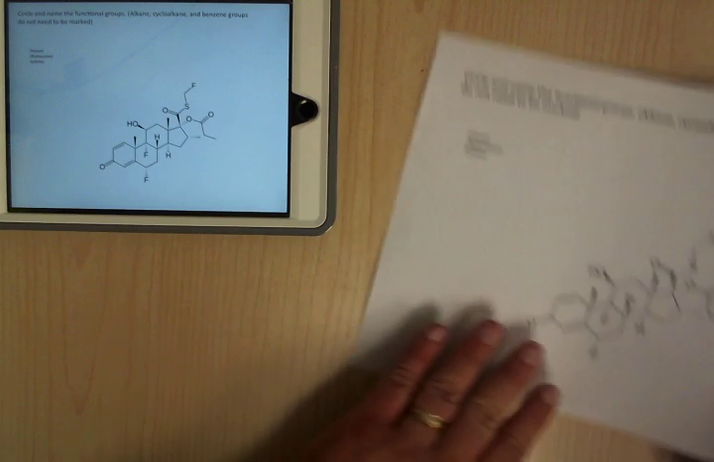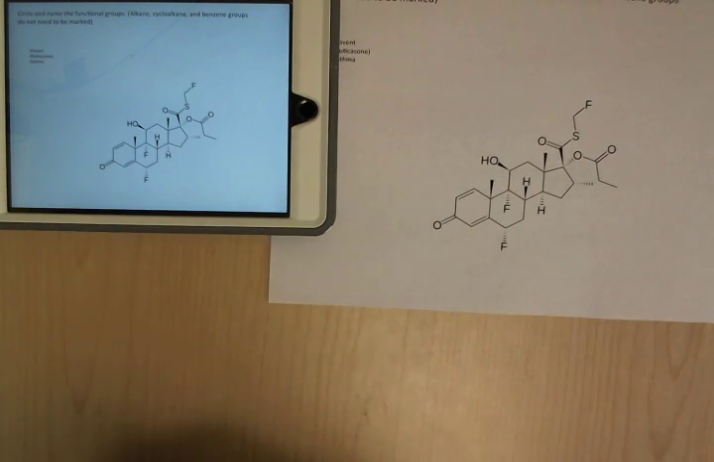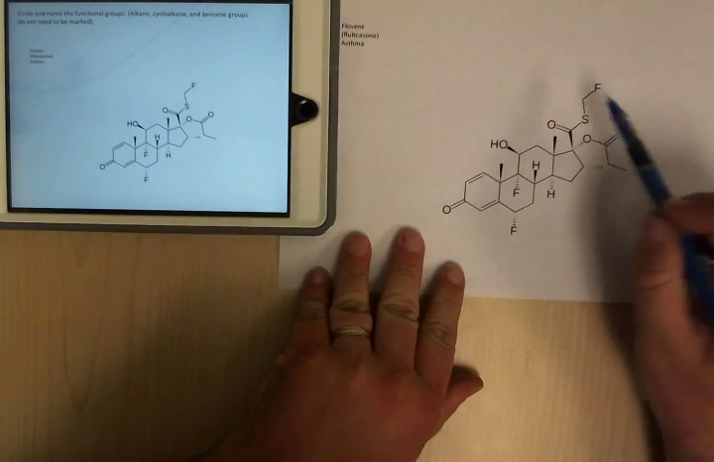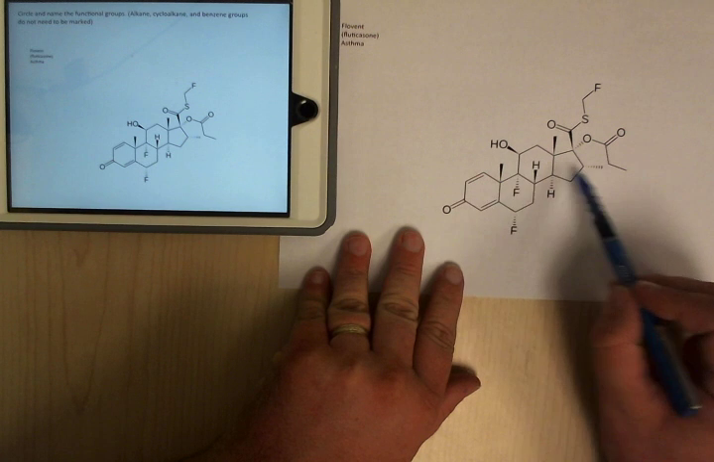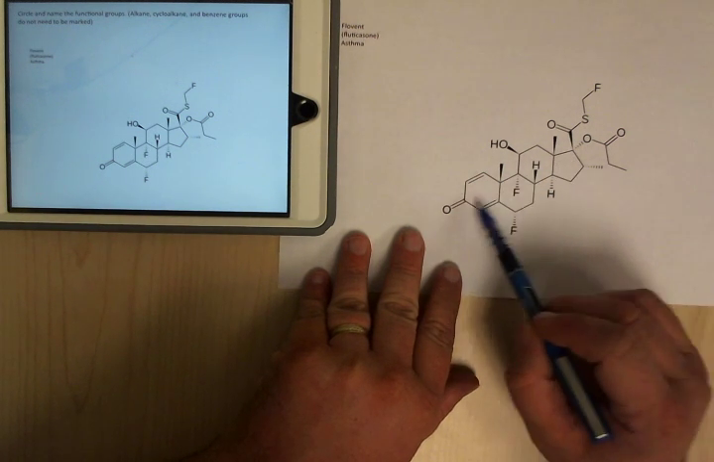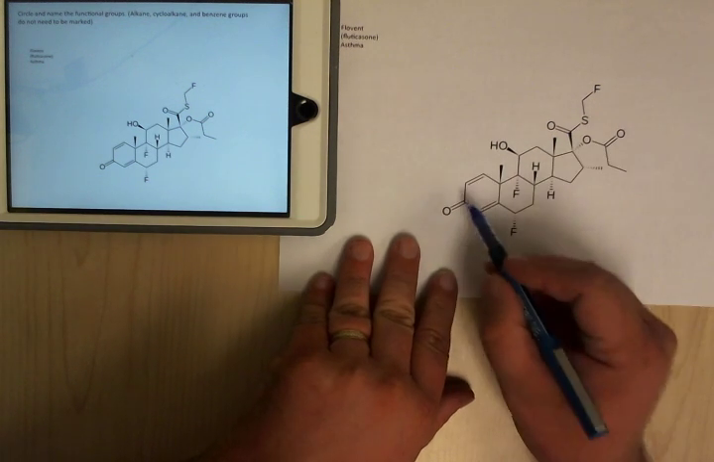Okay. I always like this. You're going to need to circle and name the functional groups. So this particular one is the active ingredient Flovent, which is used for asthma. Notice the 4 rings here, the 6, 6, 6, 5. This is a classic steroid structure. There's a whole bunch of functional groups on here, so we're going to circle and name them. Okay. So here we go.